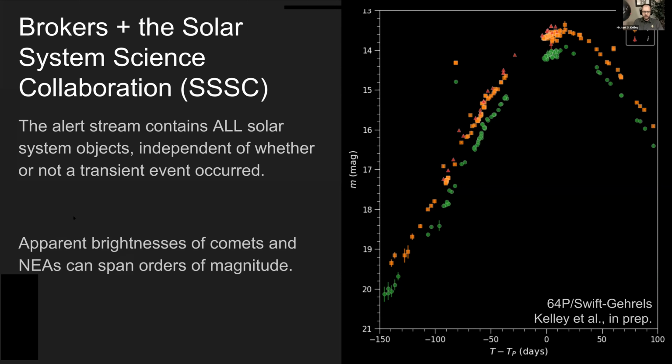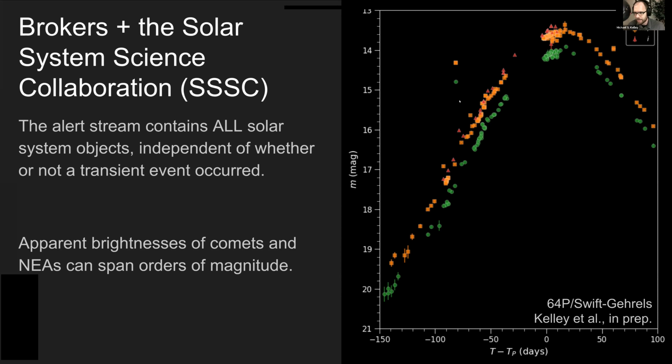Yeah, so the other problem is that the apparent brightnesses of solar system objects vary a lot, orders of magnitude. So for example, here's Comet Swift-Gehrels, which varies from 20th to 13th magnitude in the ZTF data. But that's not the variability we're interested in. We're interested in the variations from those trends.